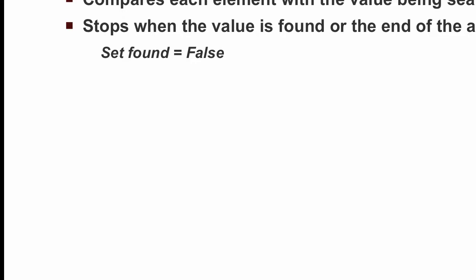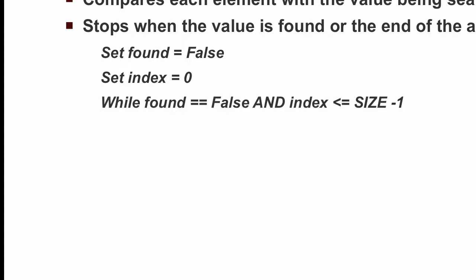So here's an example. We're going to set found equal to false. Now that's called a flag. And we're going to set index equal to 0. We're going to say while found. Now remember those double equals? That means it's a test. So we're checking for identity.